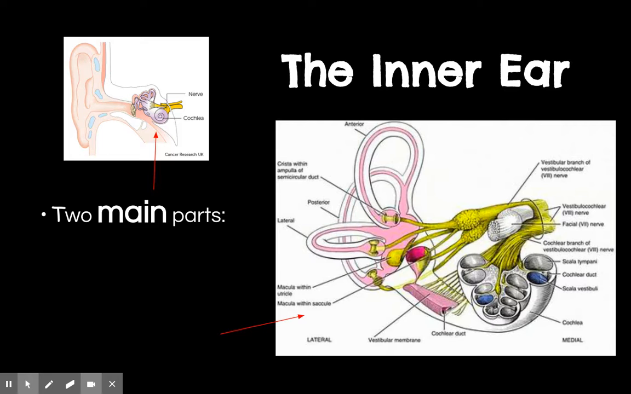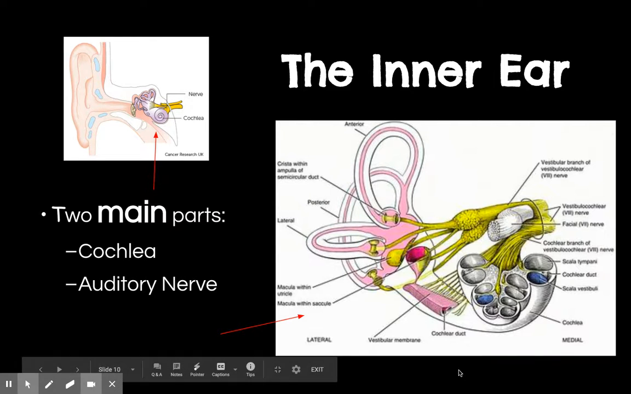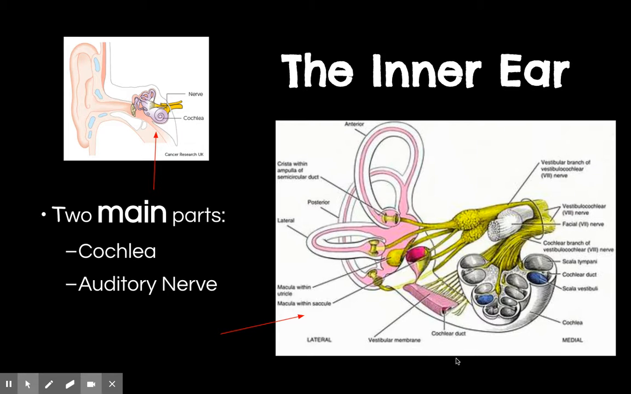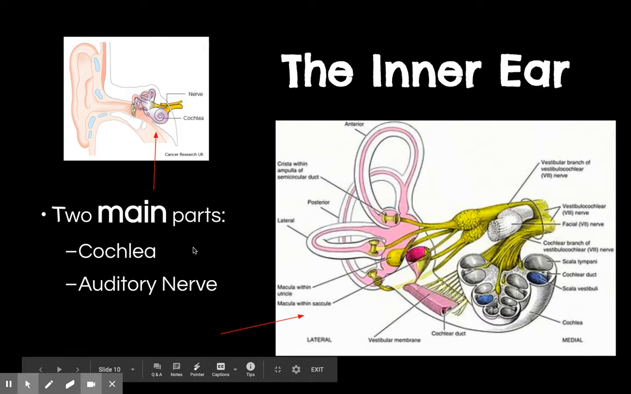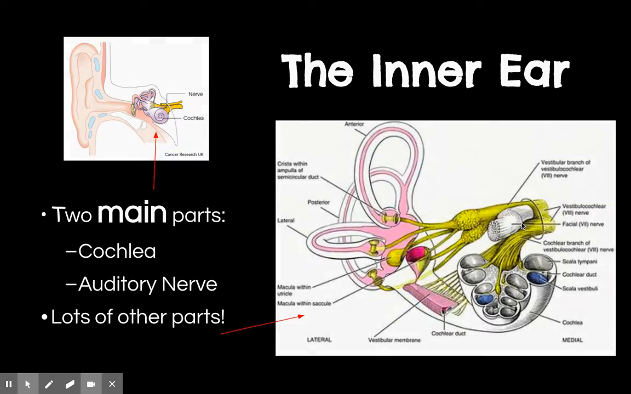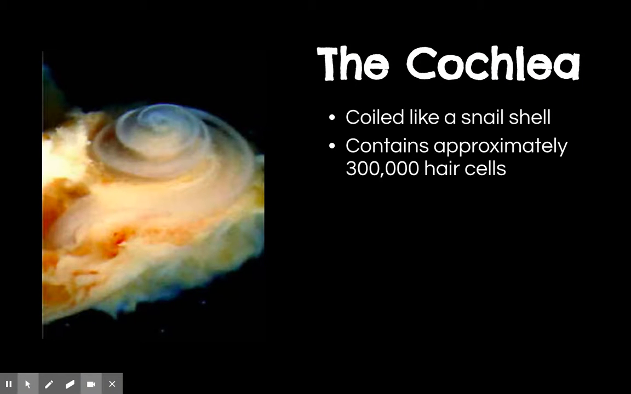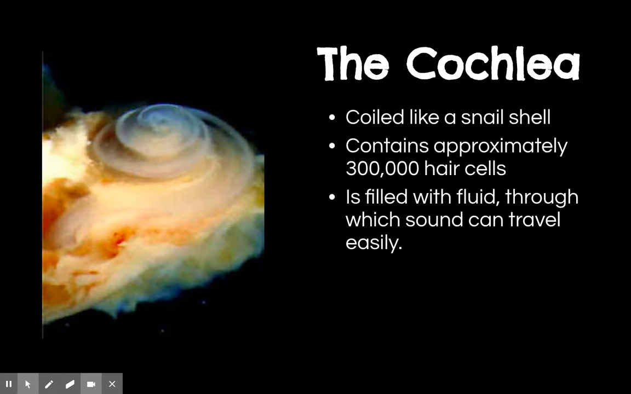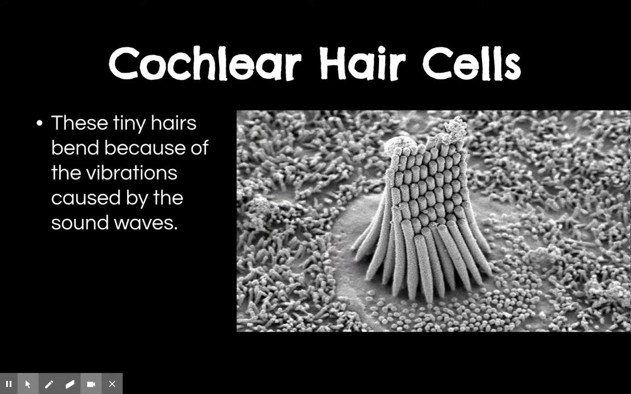Okay, so here we are in the inner ear. There are two main parts, the cochlea, right here, and then this auditory nerve. Now, if you go inside the cochlea, there's like 7 billion other parts. You don't have to worry about those, although they are fascinating. We're only concerned about the cochlea and the nerve. So the cochlea is coiled like a snail shell. It has like 30,000 hair cells. It's filled with fluid, and these are the hair cells.